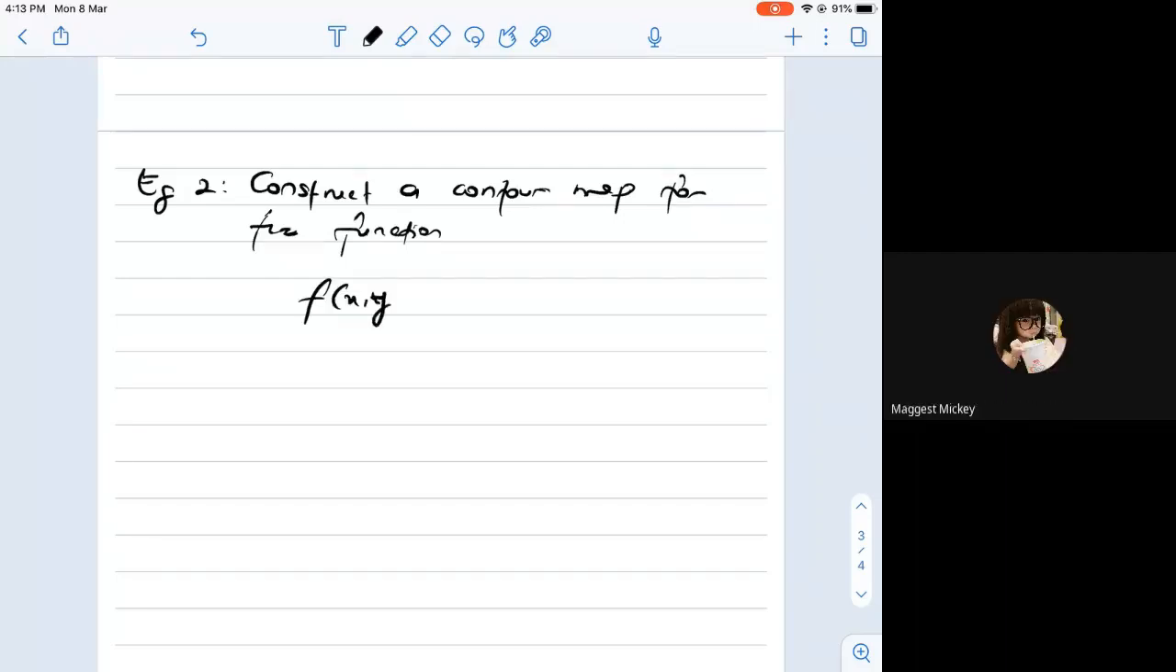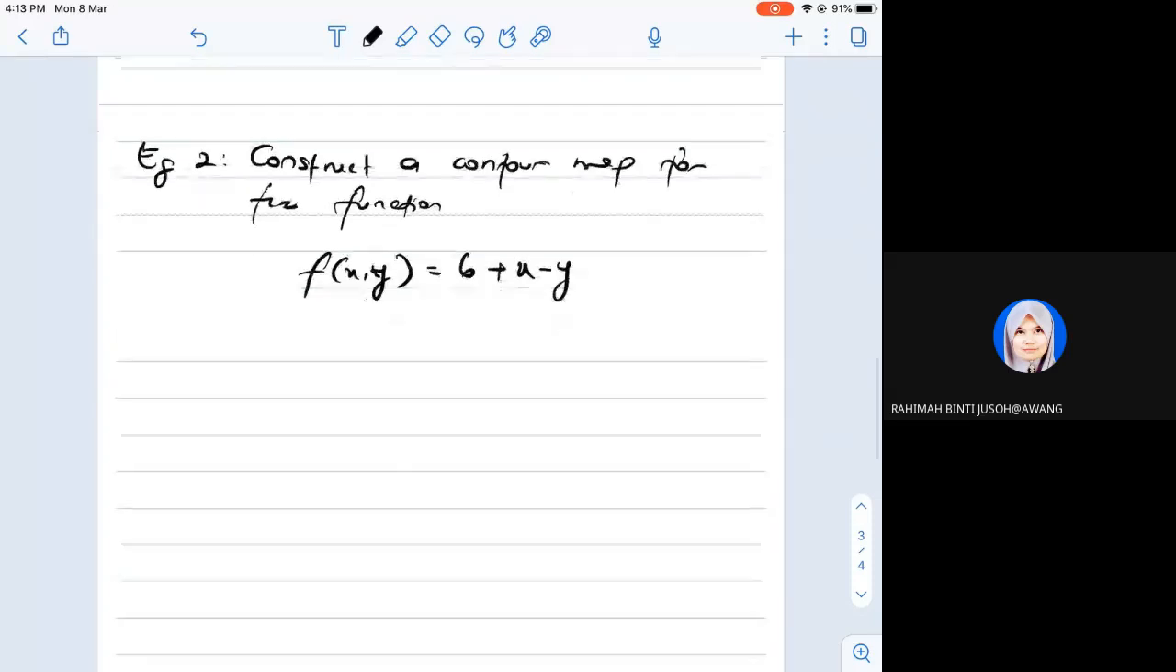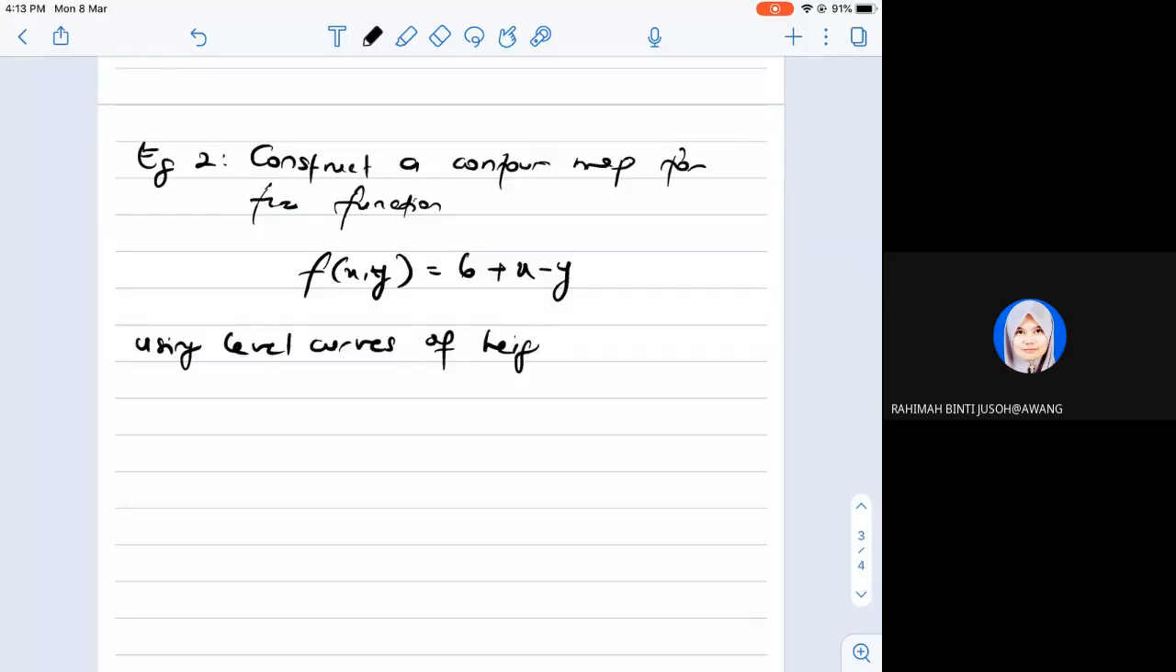f(x,y), guys, give me a number from 5 to 8. Give me a number. 6. Okay, 6. Let's say plus x minus y. Kita buat macam ni, using level curves of height. Okay, let's say now I'll start with negative k. So let's say I start with negative 3, 0, 4, and let's say 8. Macam tu.